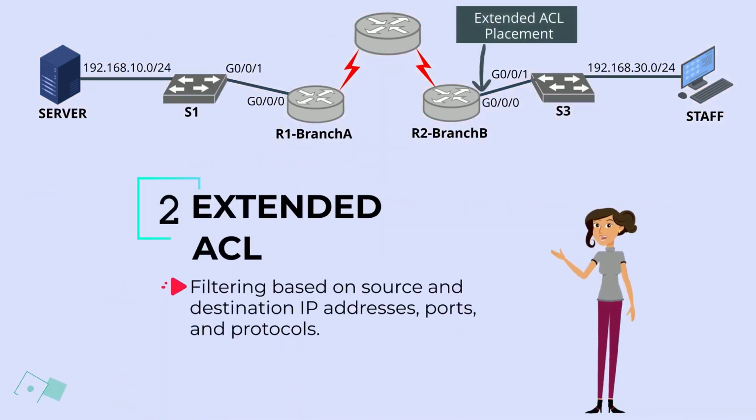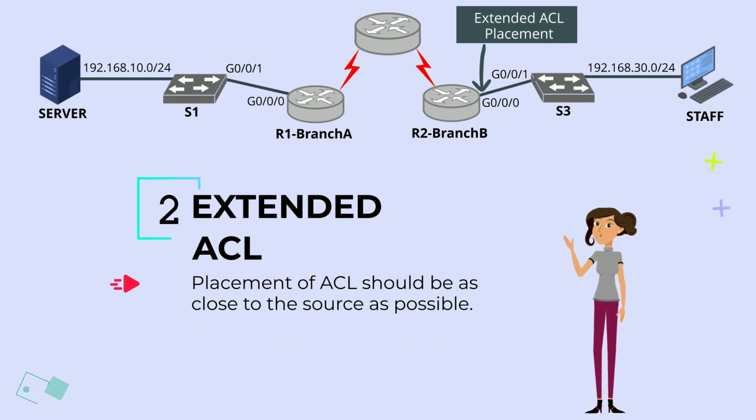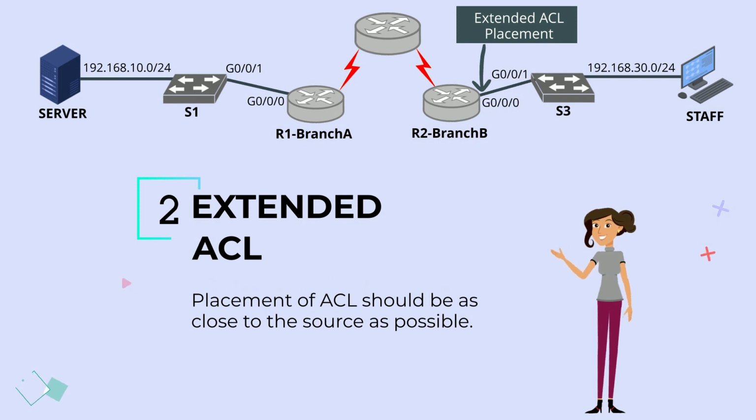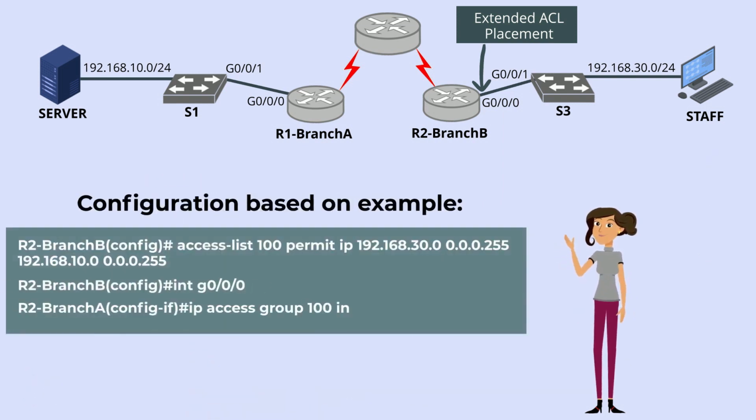Extended ACL will filter based on source and destination IP addresses, ports, and protocols. Next, placement of the ACL should be as close to the source as possible. It offers more precise control, suitable for complex network environments. This is the example configuration.